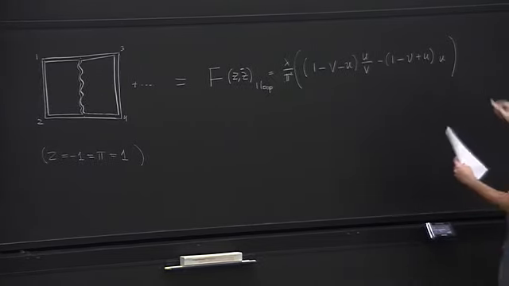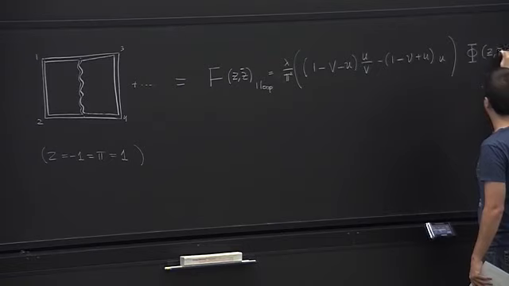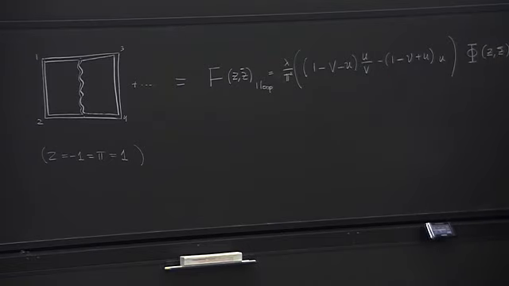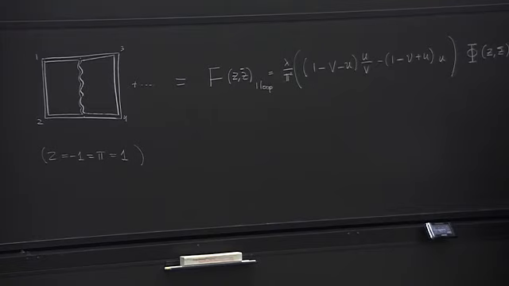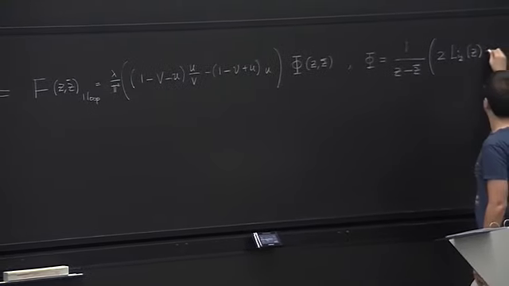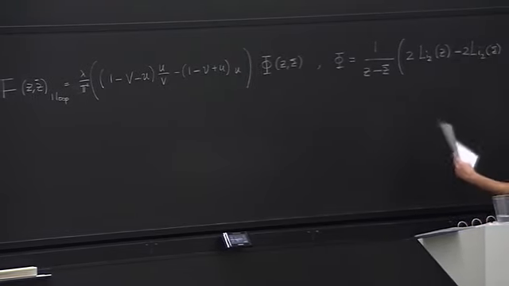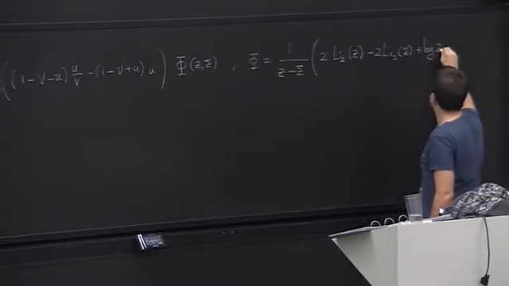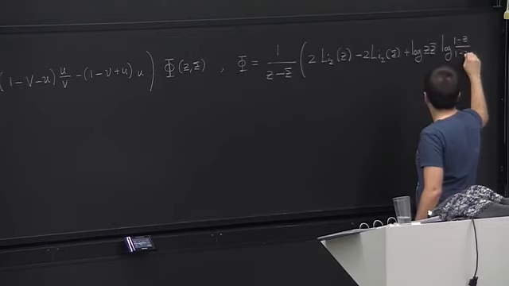And then the interesting part is this phi that is here. That is the interesting part that depends on z and z bar. This, of course, is also a function of z and z bar. I just wrote it in terms of u and v. And this phi is equal to 1 over z minus z bar times 2 Li2 of z minus 2 Li2 of z bar plus log of z bar times log of 1 minus z over 1 minus z bar.